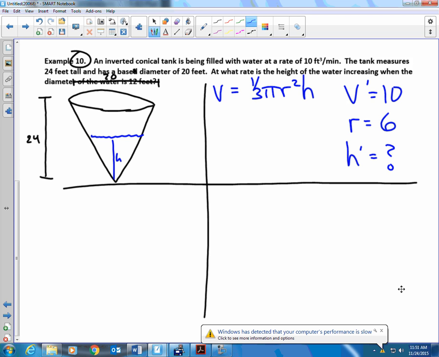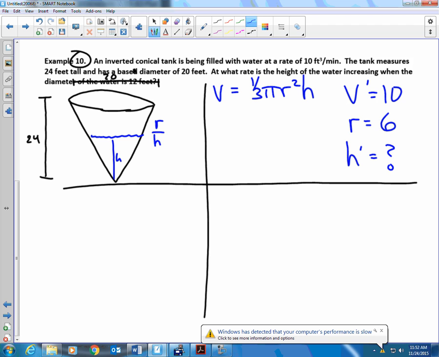True. Do you have r prime? Do you have any way of finding r prime? No. So therefore, we have to get rid of r. We could figure out what the current radius is, it's 6, and we could figure out the current height. But we have no way of figuring out what r prime is. So r has to go away. So I set up a ratio, a proportion. The radius divided by the height will always be at a constant proportion.